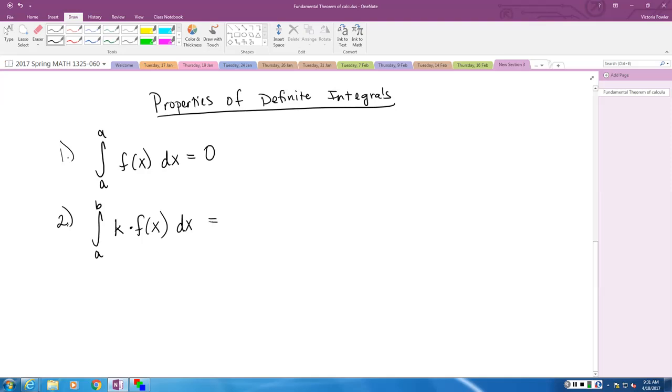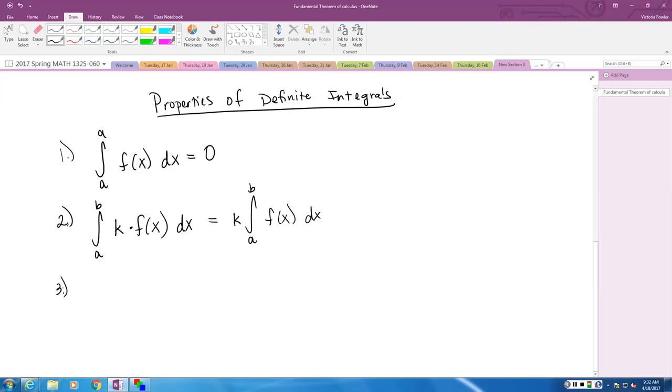And then what have we been doing with the k? We've just been moving it to the front, right? We've been saying, let's move it to the front, work out, find our antiderivative, and then multiply that k later. So yes, it's the exact same thing. We can do the same thing with our definite integrals that we could with our indefinite integrals.